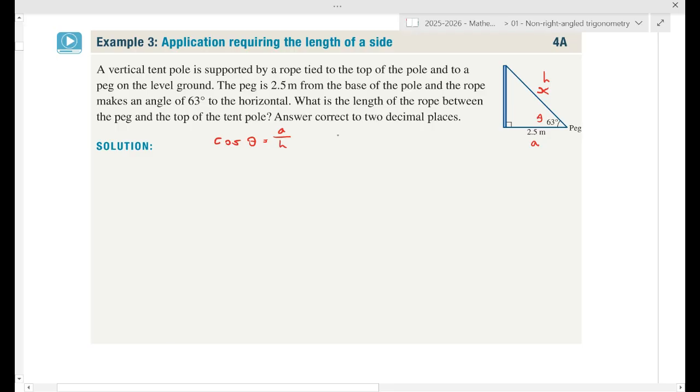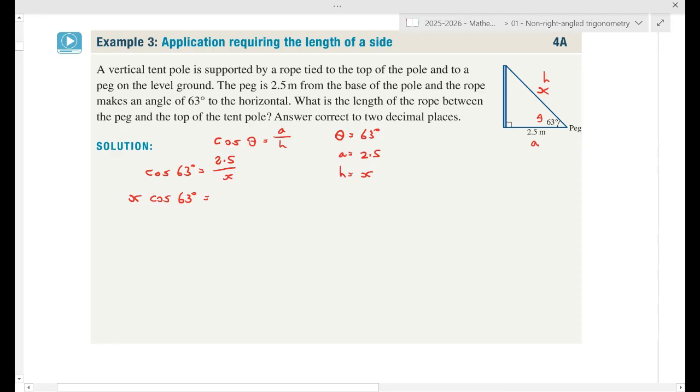We'll now substitute in theta equals 63 degrees. The adjacent equals 2.5, and the hypotenuse we don't know, so we're going to call it X. We now substitute in cos 63 degrees equals 2.5 over X. So we need to make X our subject. So what do we have to do? We need to get X off the bottom of the fraction first. So we'll multiply both sides by X.